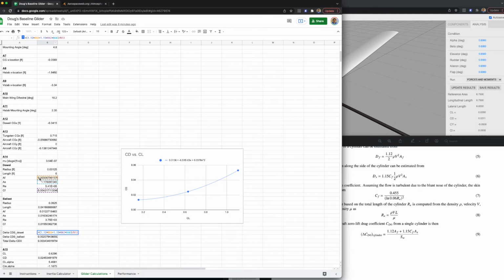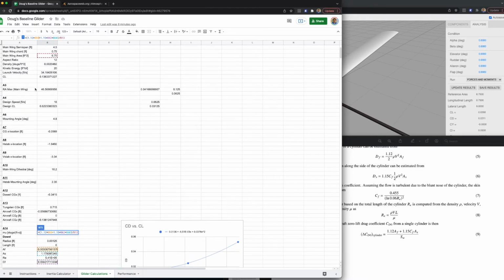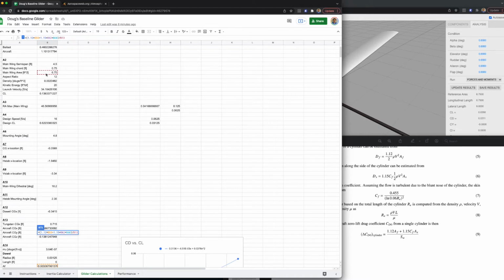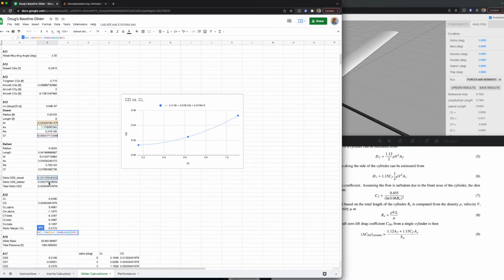So there's my A sub F there, plus 1.15 times the friction factor, which is this purple one, times the side surface area, 1.17 there. And then we're going to divide that all by the area of the main wing, which I have in B13 up here. The main wing area is 6.75. Okay, so when I do all of that, I get a delta CD naught of the dowel of 0.001355. And you can repeat that process for the ballast.